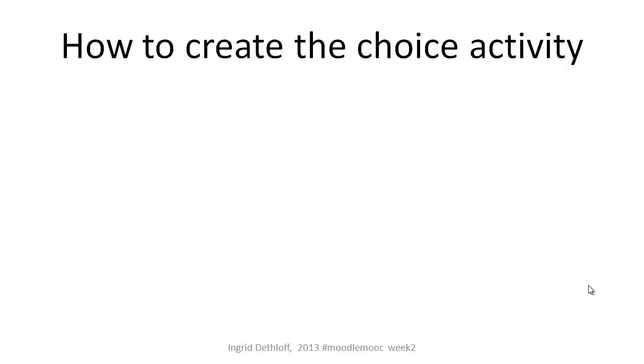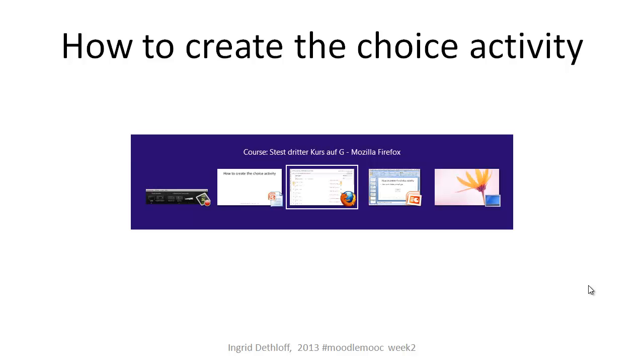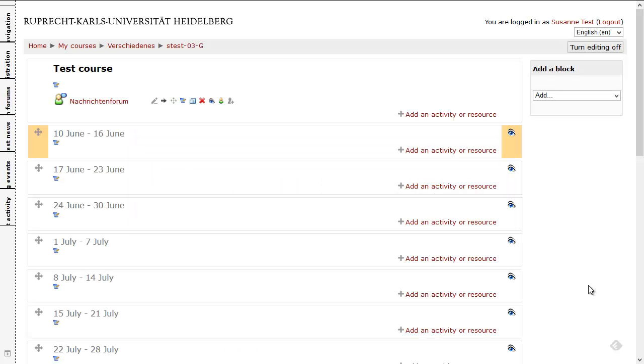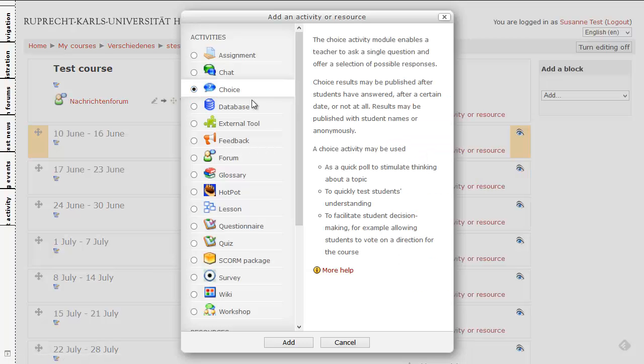Yeah, and now we'll start with the real thing, how to create the choice activity. You see a Moodle test installation with test users, and in order to create a choice, we click on Add an Activity or Resource and we choose Choice. On the right side you see some information about the activity you've chosen. Sometimes it's helpful. In this case we'll just click on Add.